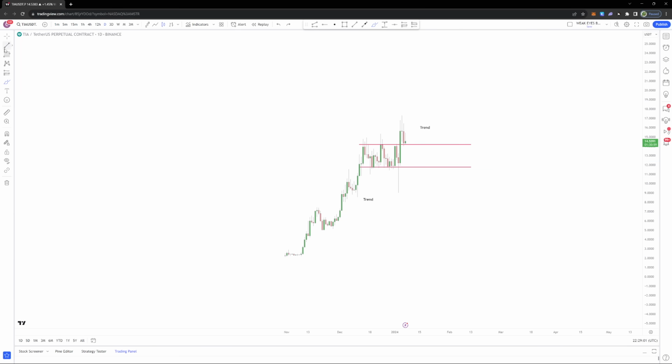But from a simple TA perspective, what we're looking at here is we're saying, well, look, I potentially want to have spot exposure to a market that's broken out of its consolidation range. I don't want to have spot exposure to that market if it falls back inside its consolidation range.